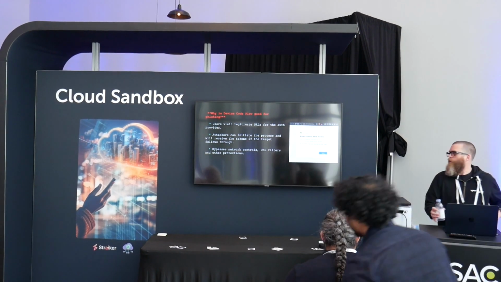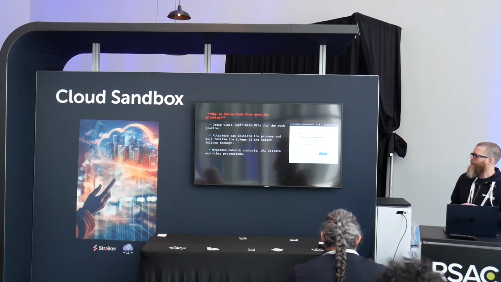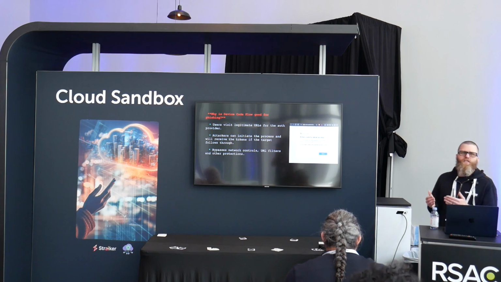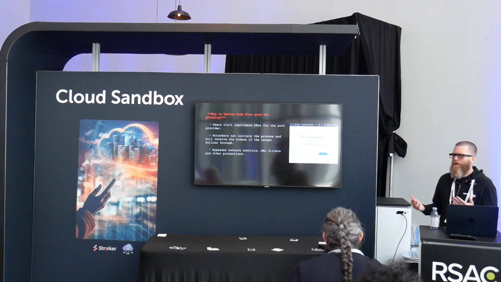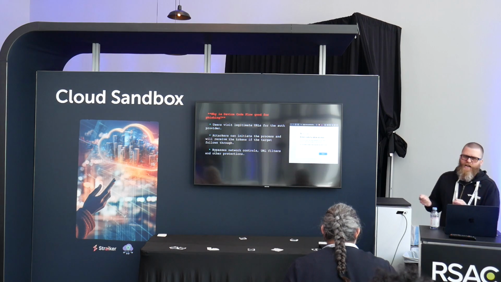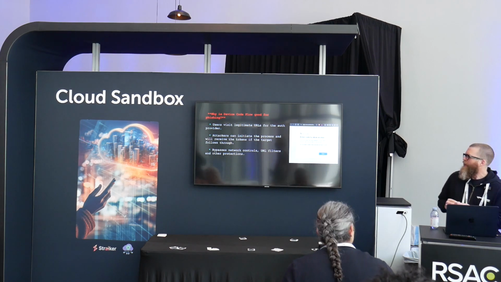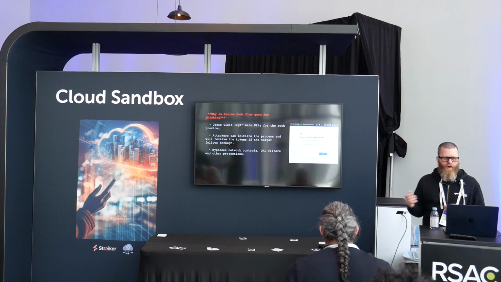So why is device code flow good for phishing? It's because the user visits a legitimate Microsoft site, so they don't visit a malicious link. The attackers can initiate the process, and it bypasses network controls like URL filters.